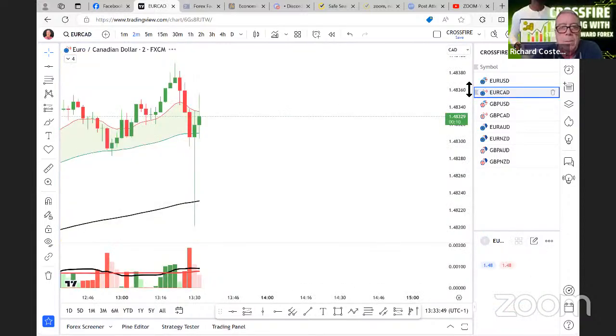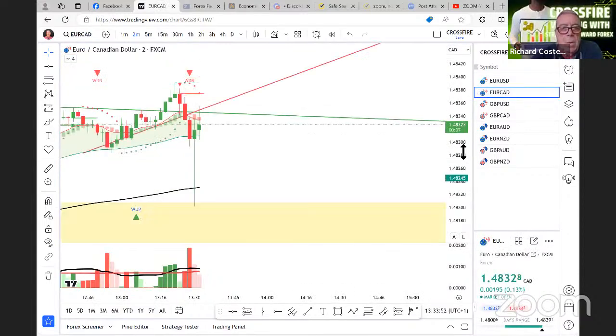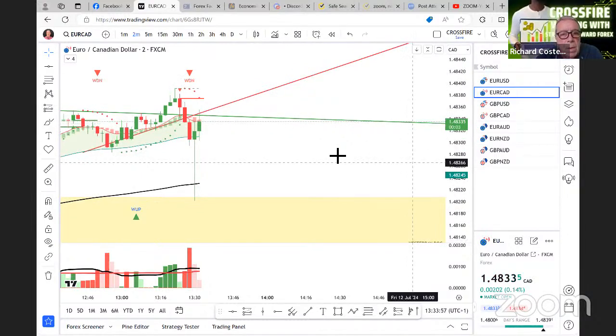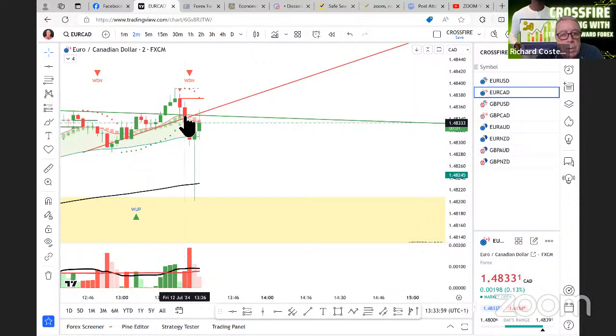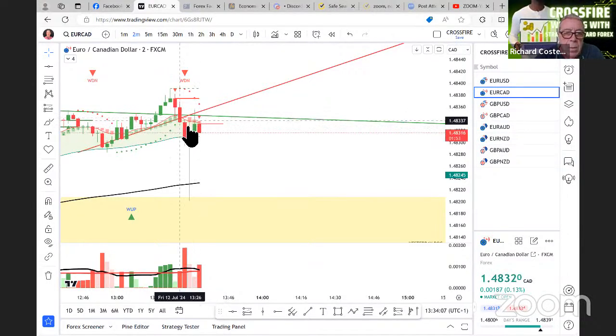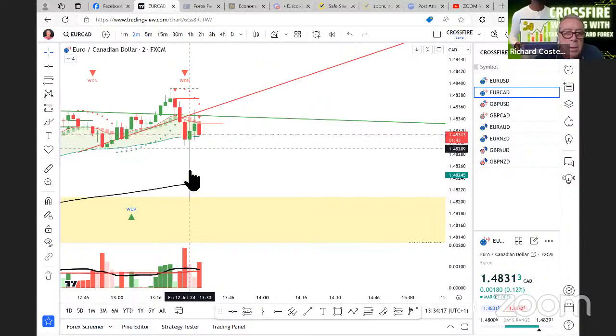Euro card. Yeah, price was pushed all the way down there. Now they're pushing price back up again. That's the 130 candle. It went up initially, and then it went all the way down, and then it started to go back up again now.